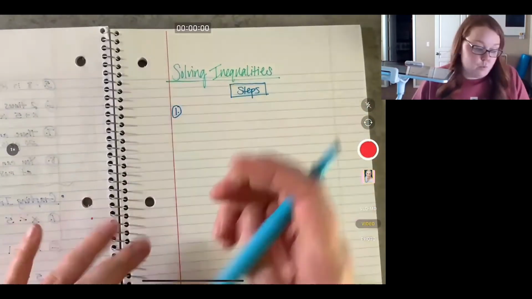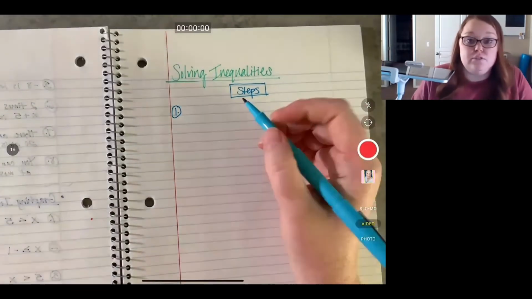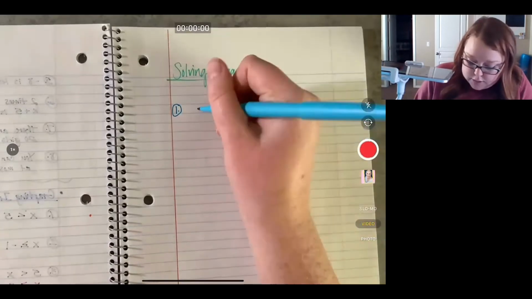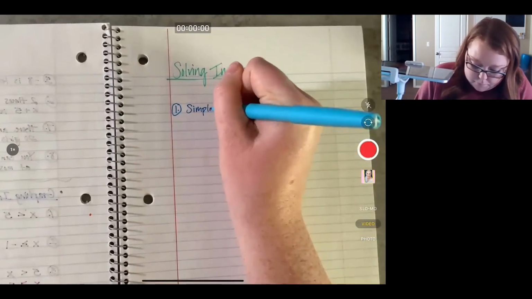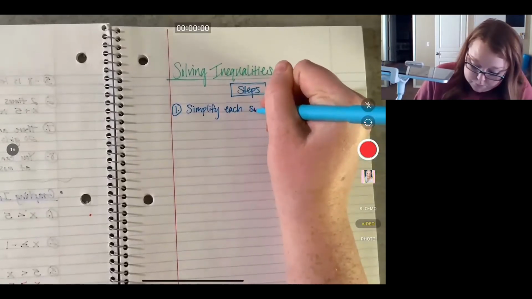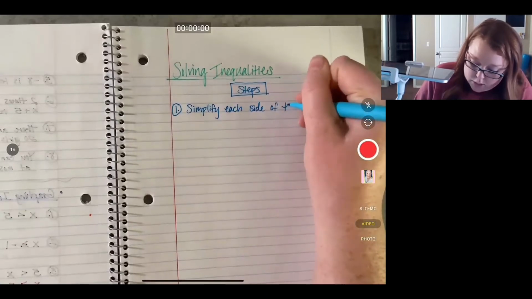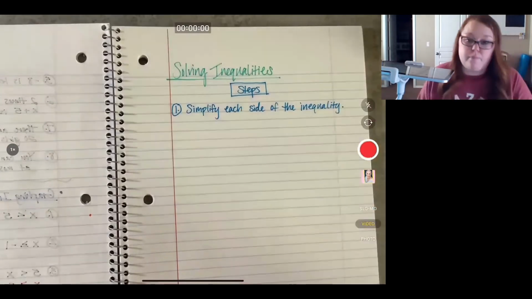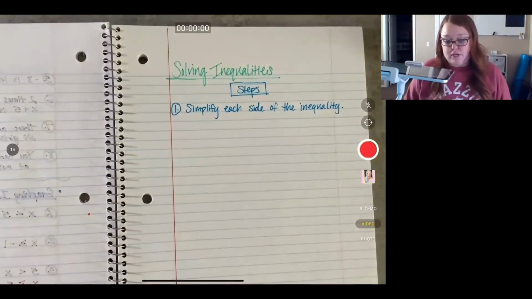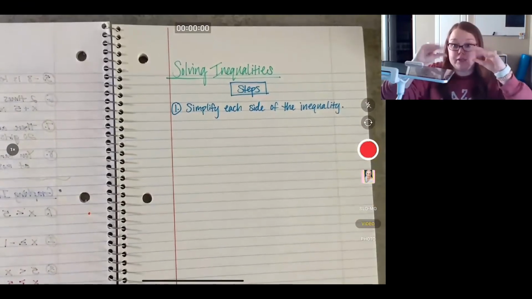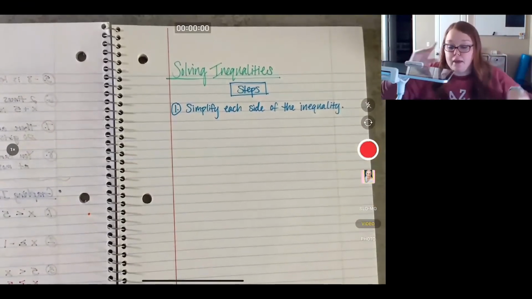Step 1, which is true for equations as well, is you want to simplify each side of the inequality. So we're going to say simplify each side of the inequality. Now, when I say each side, for equations, you know that there's a left side and a right side. The equal sign separates them, right? Same is true for your little alligator, your little inequality. It separates the left from the right, okay?